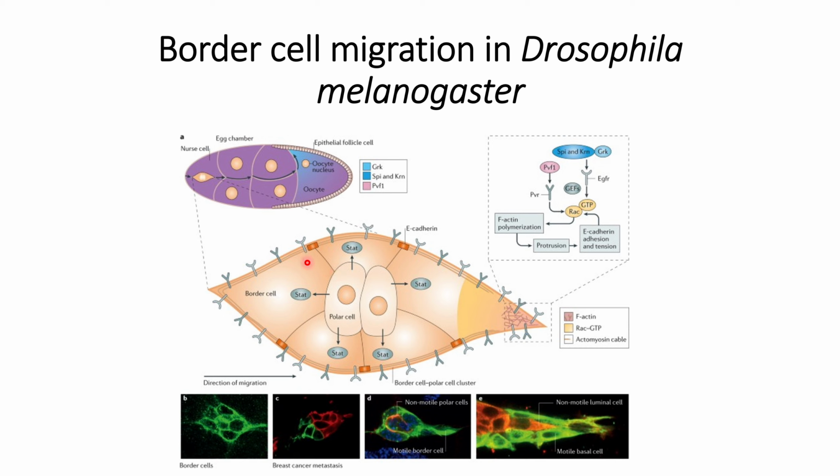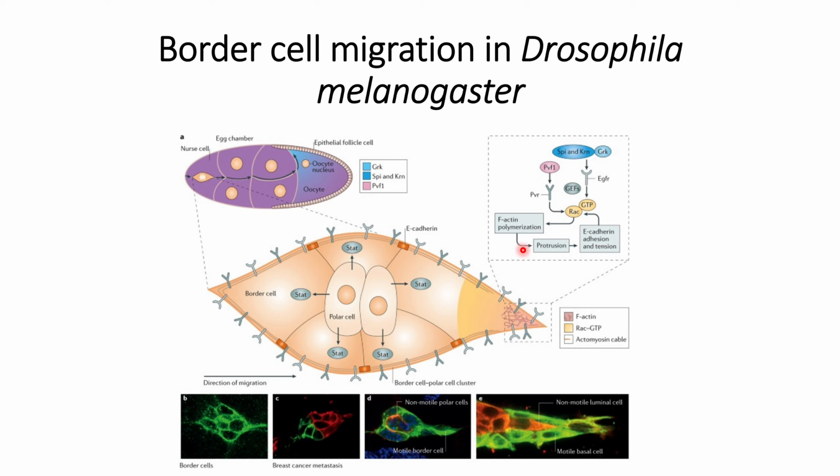At the same time, this E-cadherin interacts with other cells and helps in cluster formation, or in mechanical force traction between the neighboring cells. And because of the cytokines, signaling pathways are activated, as shown here. EGFR gets activated through this Spitz and Gurken complex, which leads to GTP-Rac complex formation, and that helps in actin polymerization and protrusion. So this actin polymerization and protrusion helps in the migration of this cluster.